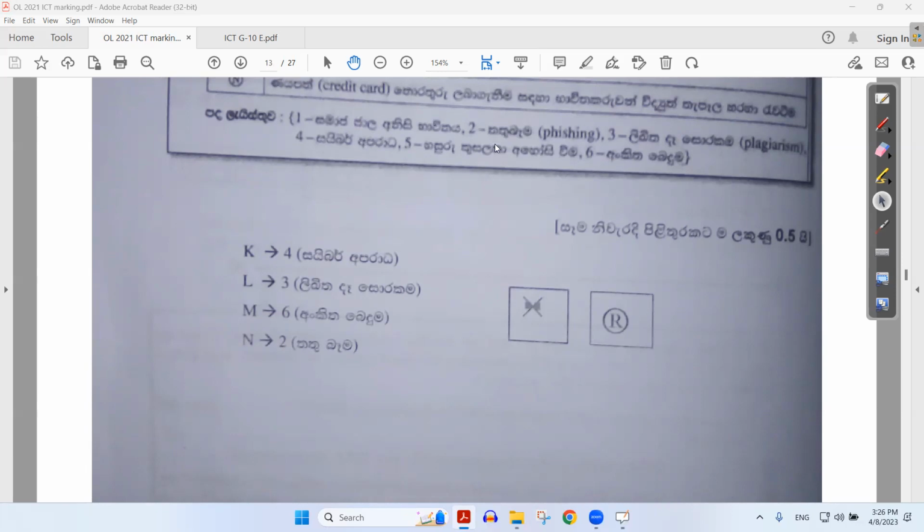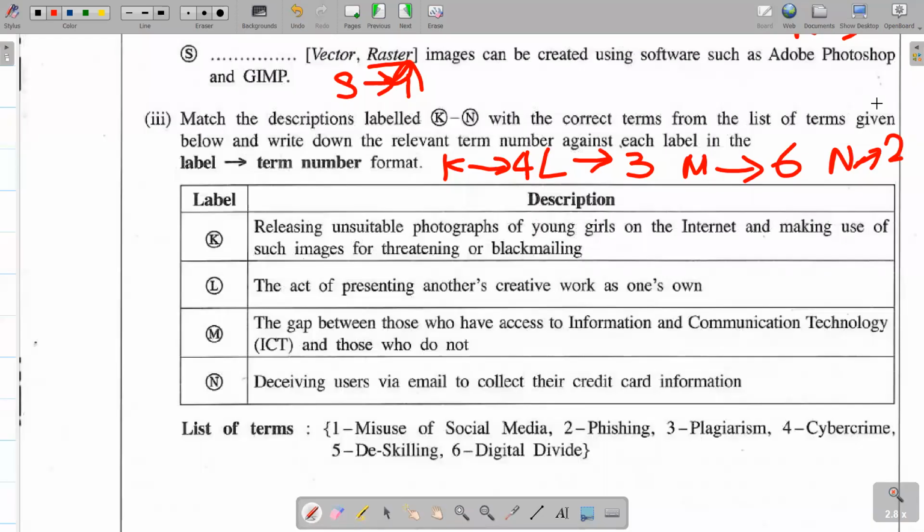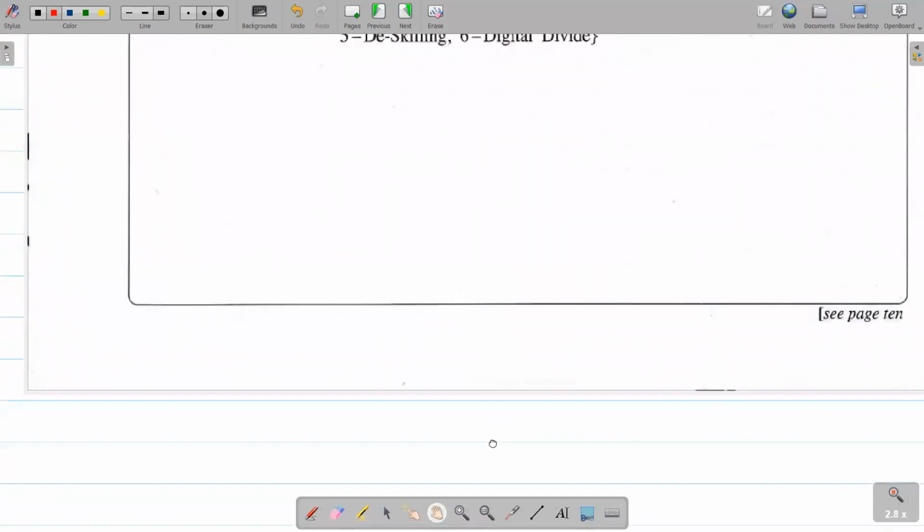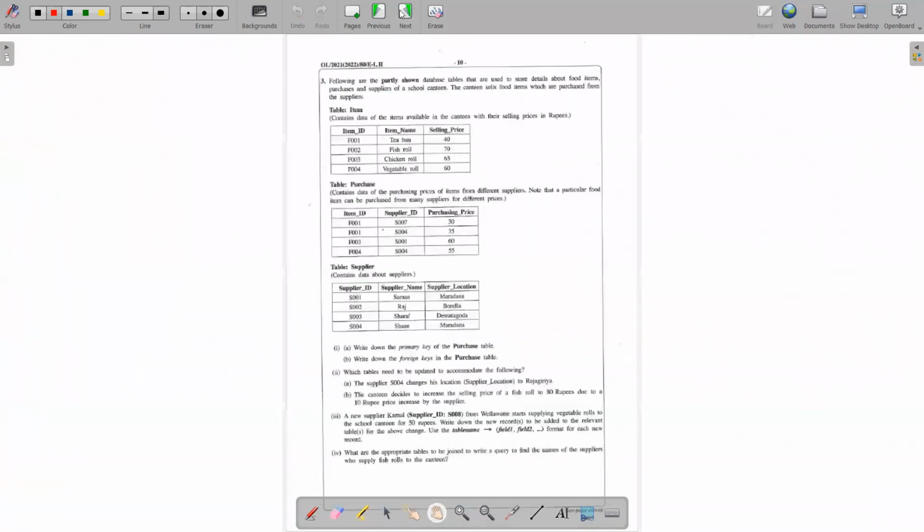Right, moving to the next question. Oh, I think that's the end of that question. See how much you got out of 10. Do the calculation and see.